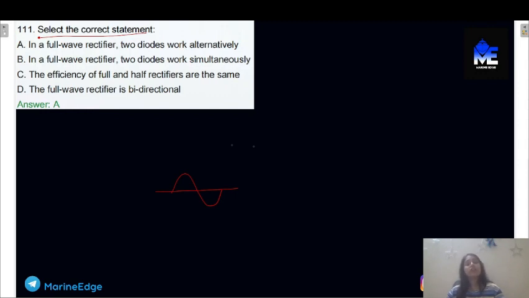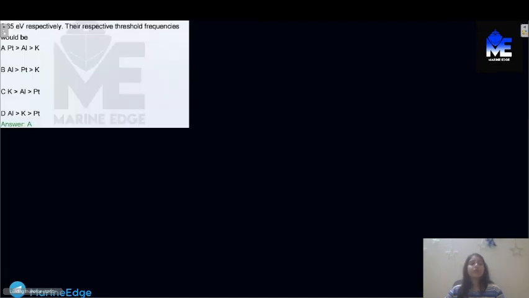In the first half, one section of the diode is working in forward bias and the other section is in reverse bias. When the next half comes into action, the lower diode starts working in forward bias and the top one works in reverse bias, right? So in a full wave rectifier, two diodes work alternately, right? Moving on.